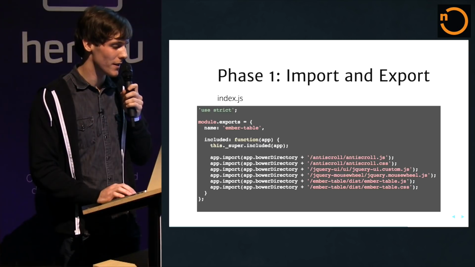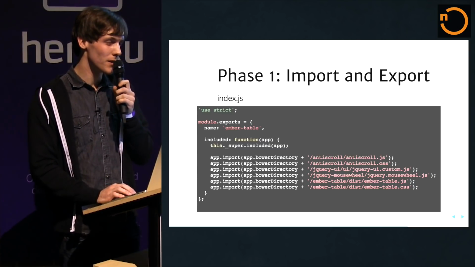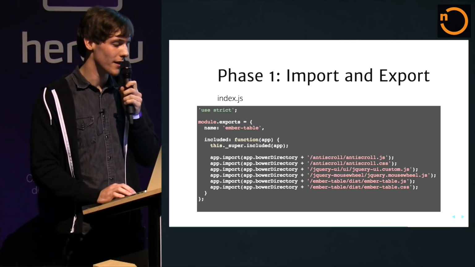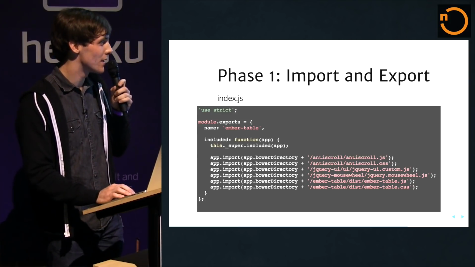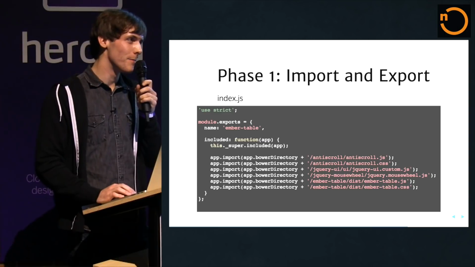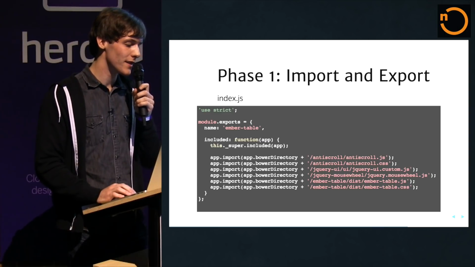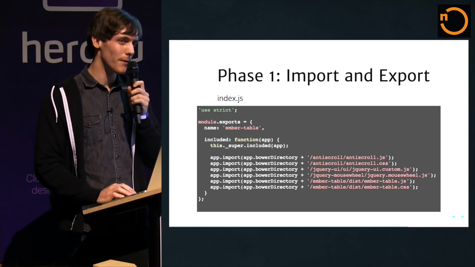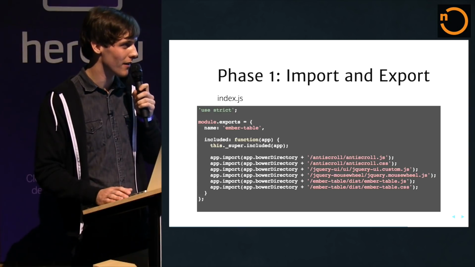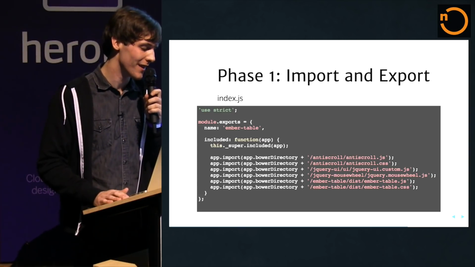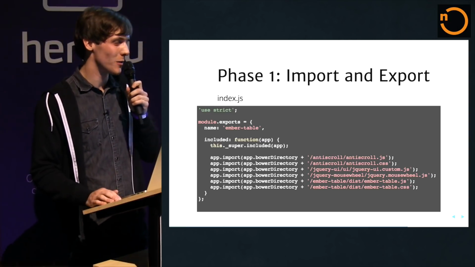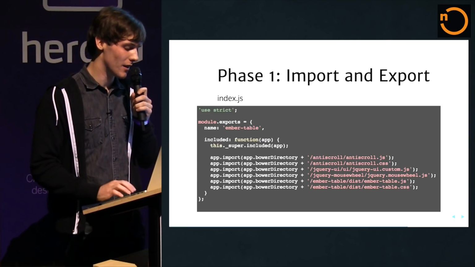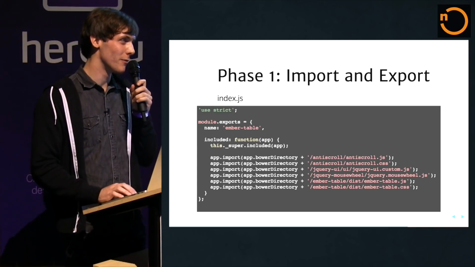The next thing we can do is, within our add-on, make use of all of these Bower dependencies using the included hook. So here we're working with index.js, which is the add-on entry point. We use the included hook to say, make sure you import all of these dependencies that I now know are there because I installed them during my blueprint. In this case, we need anti-scroll, jQuery UI, and the actual Ember Table code itself. So the add-on does all the work of bringing everything in.